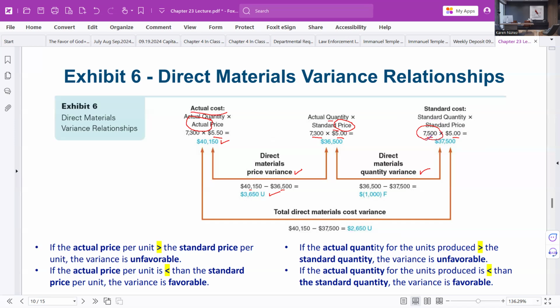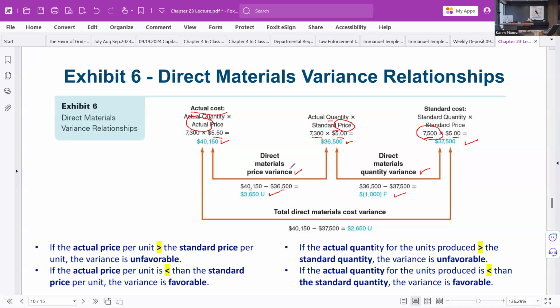This is what we should have used. This is what we actually used. We used less than the standard, hence a favorable variance. So when we use less than the standard allows, it's a favorable variance. That's what we see here. 37,500 minus 36,500 gives us a favorable quantity variance of 1,000.